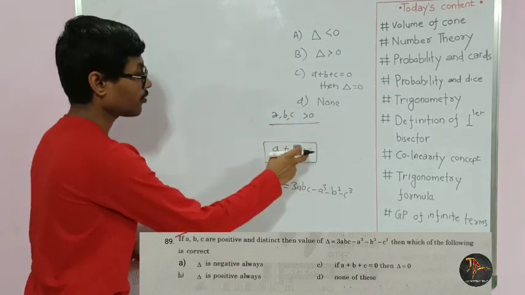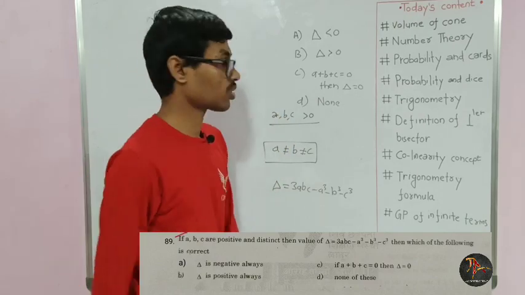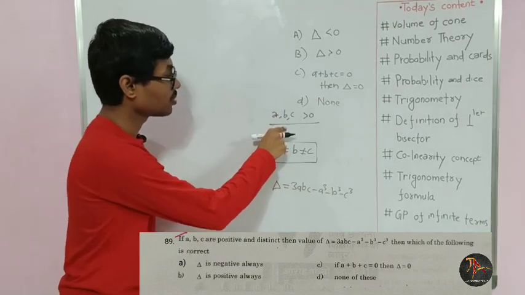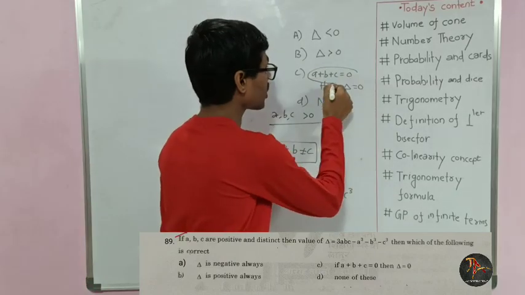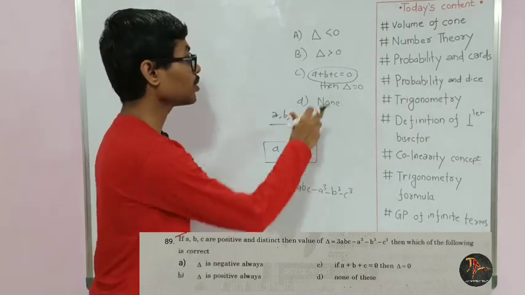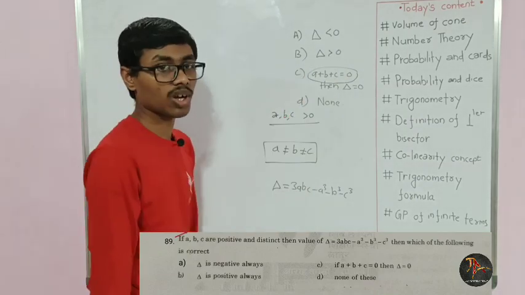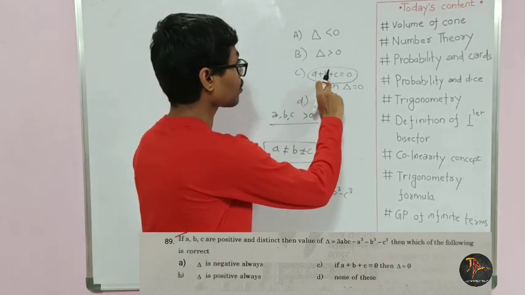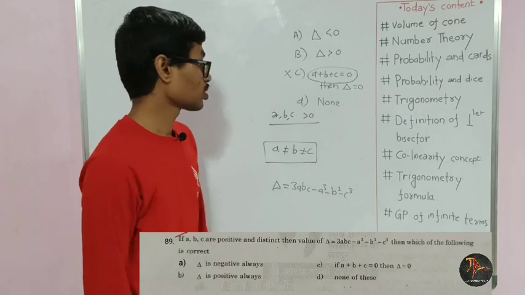Now, if A is greater than 0, B is greater than 0, C is greater than 0, then A plus B plus C can never be 0, because A, B and C are all positive numbers. So A plus B plus C cannot be 0. So C cannot be the answer, surely.